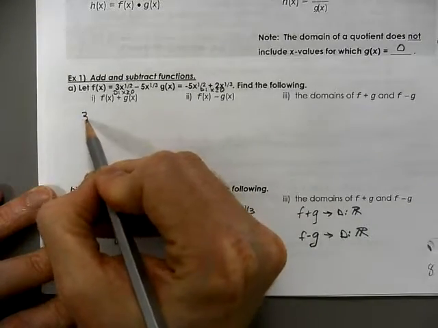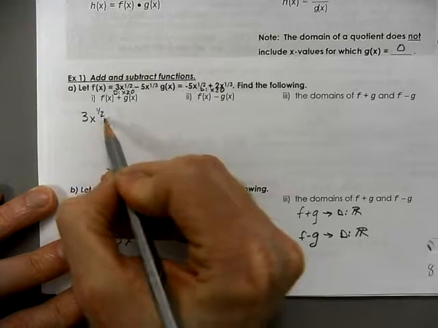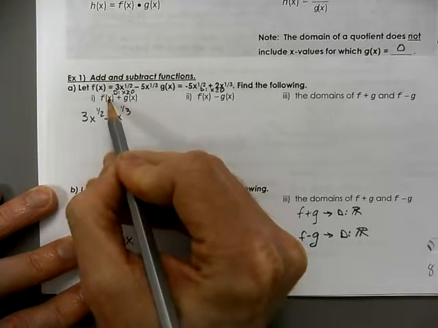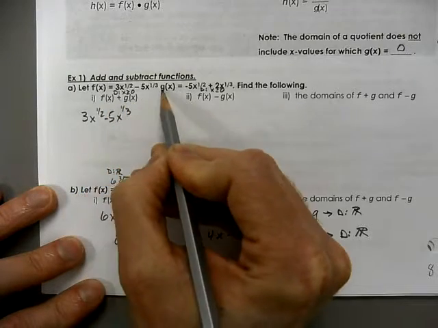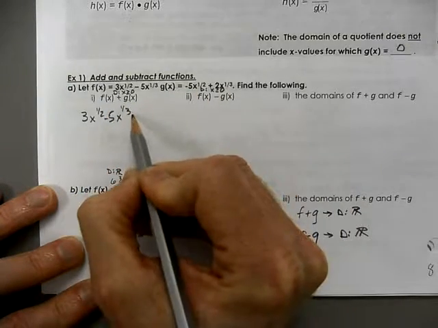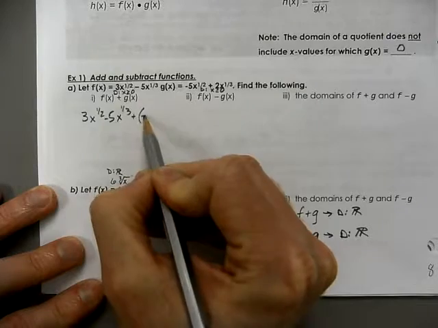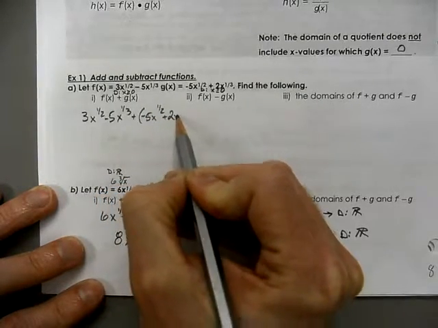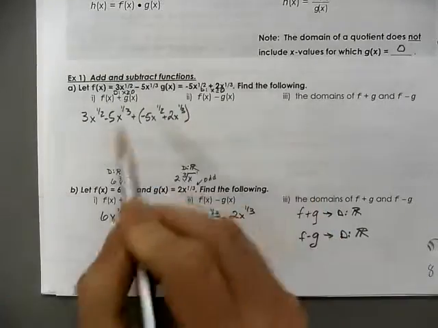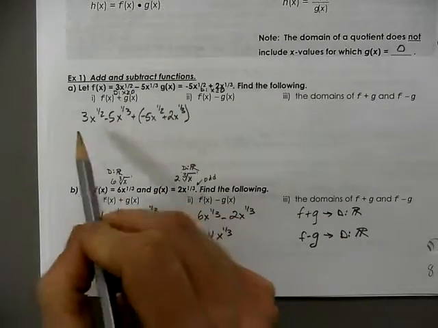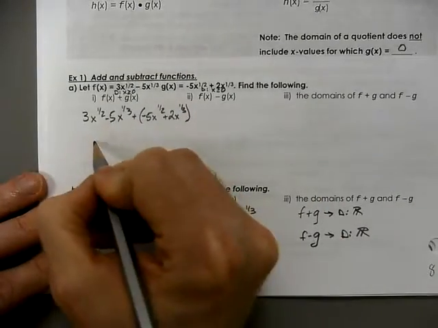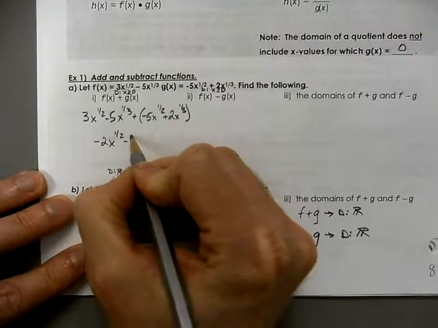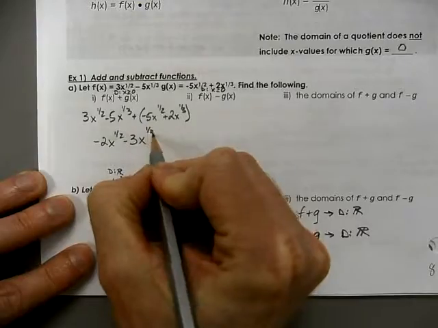So when we add these two functions together, there's our f function plus the g function. That plus doesn't change the game too much, so we just add our like terms. So we get negative 2x to the 1/2 minus 3x to the 1/3.